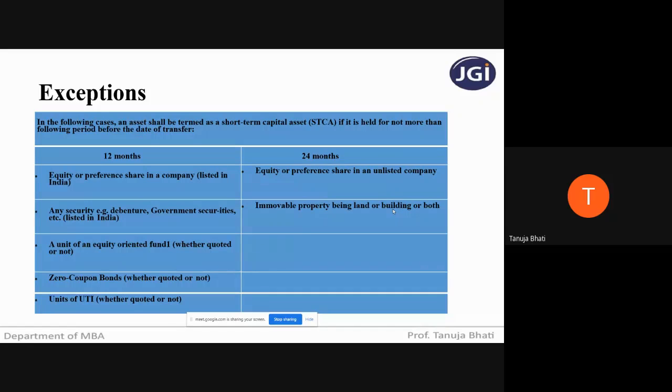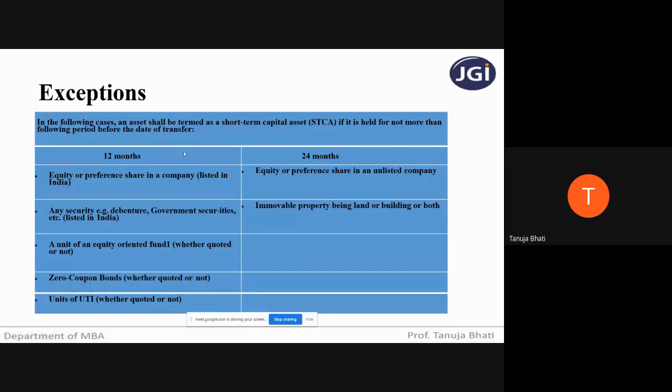Exactly. Now, second question, just to see whether you are understanding or not. Suppose I have gold jewelry, and I have held it for a period of, not in months, I'll tell you in years, say 5 years. And I'm selling it off. Long term, ma'am. Why long term? Ma'am, it's more than 36 months.